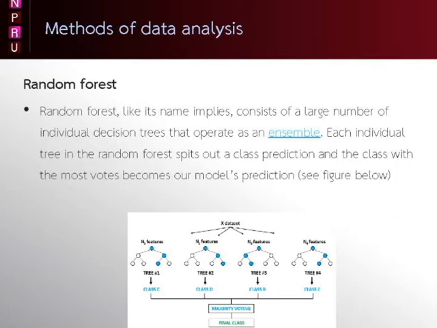The fundamental concept behind random forest is a simple but powerful one: the wisdom of crowds. In data science speak, the reason that the random forest model works so well is that a large number of relatively uncorrelated models operating as a committee will outperform any of the individual constituent models.